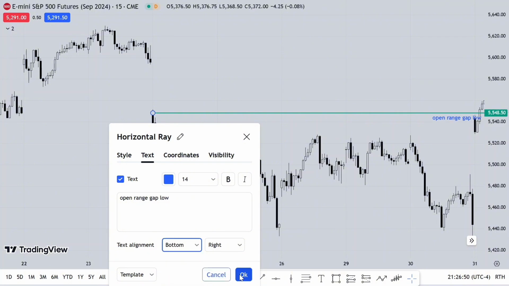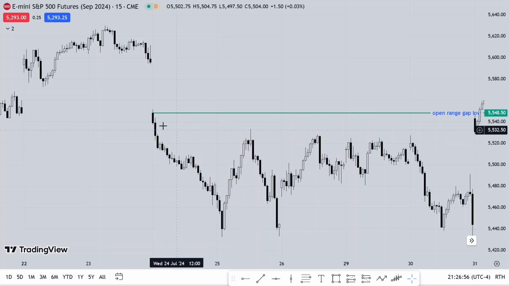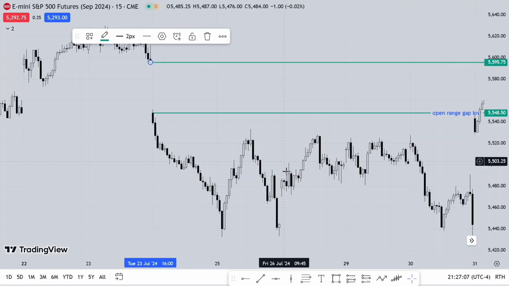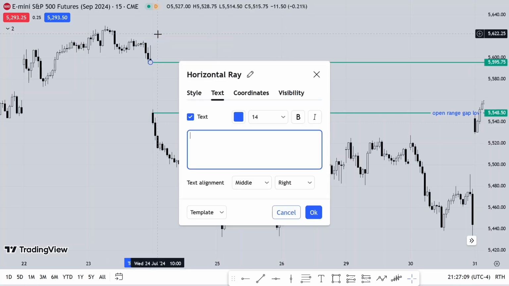So let's make this middle as it was. When price opens here for a bearish candle, this is the opening price, and this is the closing price for that trading. This is the opening range gap high.